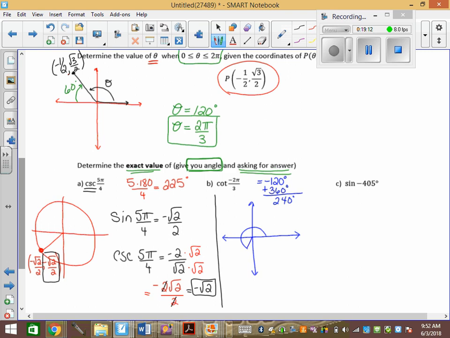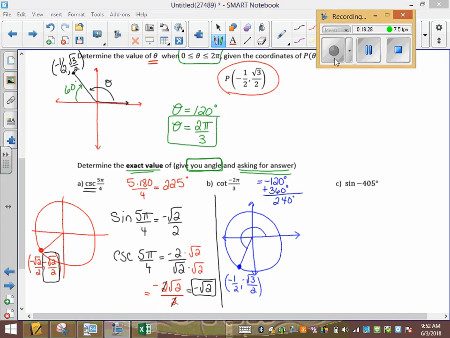It's going to get me here, this point on the unit circle. This coordinate on the unit circle is going to be negative a half and negative root 3 over 2. I want cotan. Cotan is cos over sine. So cotan of negative 2 pi over 3 is cos, which is negative a half, divided by sine, which is negative root 3 over 2. Then you invert and multiply what you're dividing by, so you flip and multiply.